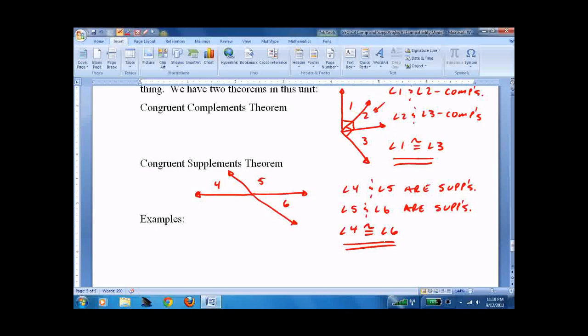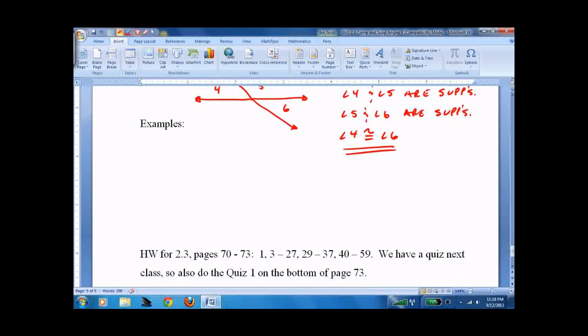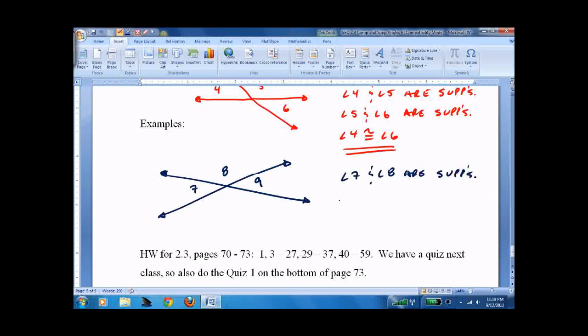And that's it. The classic example of this is vertical angles. Angle 7 and angle 8 are supplements. Angle 8 and angle 9 are supplements. Since 8's in both of them, we can say angle 7 is congruent to angle 9.